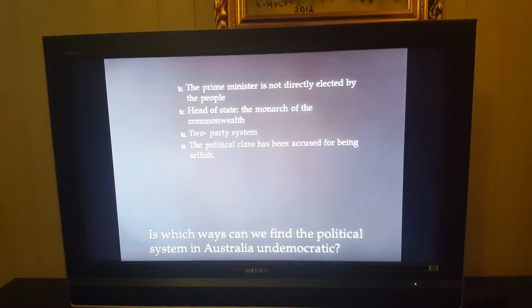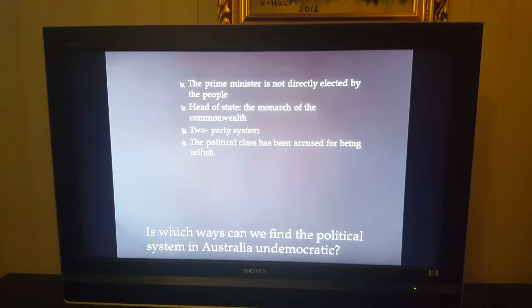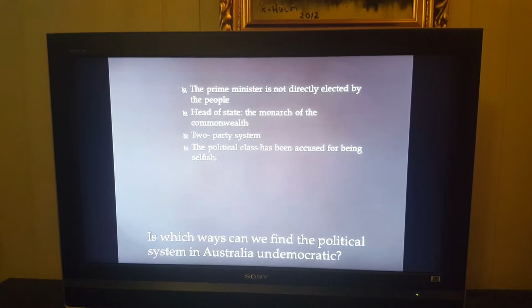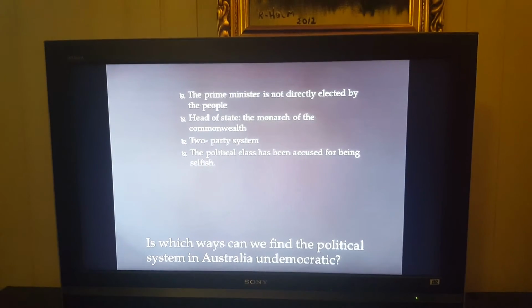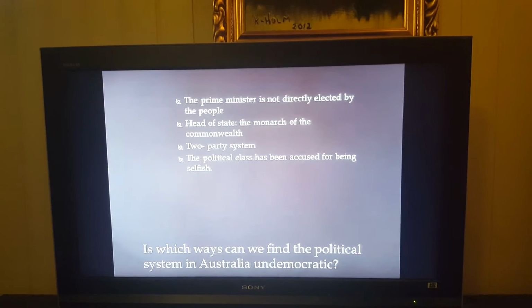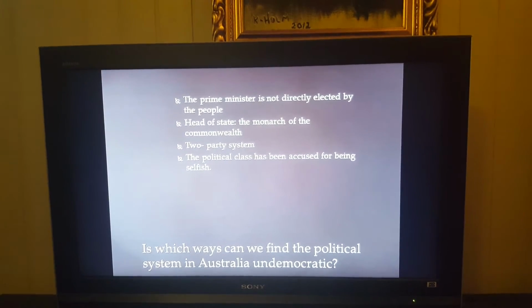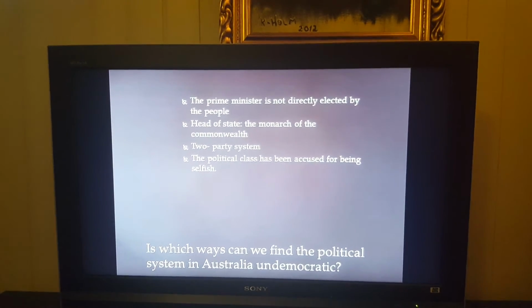First of all, the Prime Minister is not directly elected by the people, in contrast to the US, where the people directly vote for a presidential candidate in presidential elections. But in Australia, the party that has won the majority of seats in the House of Representatives chooses the Prime Minister, not the people.